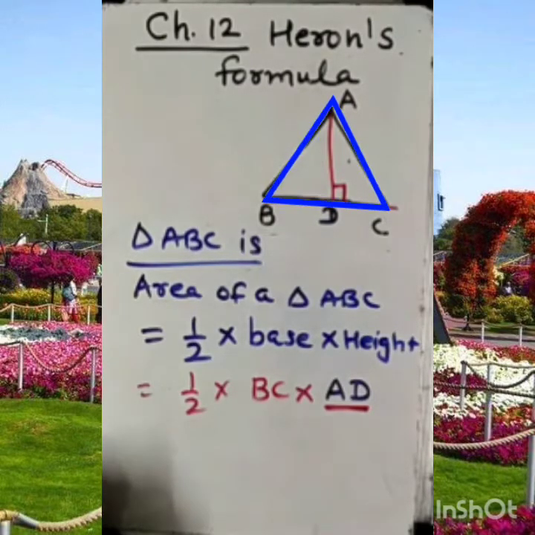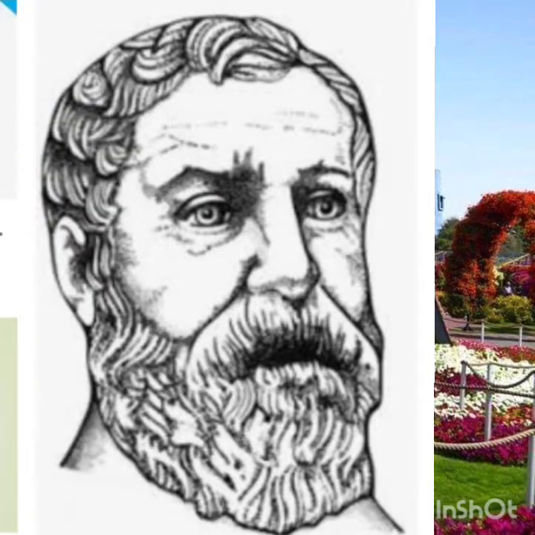Heron is a Greek mathematician. Heron was a Greek mathematician. You can see on your screen here. Heron was born in 10th AD, possibly in Alexandria in Egypt.